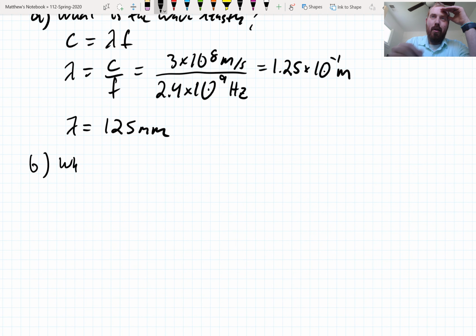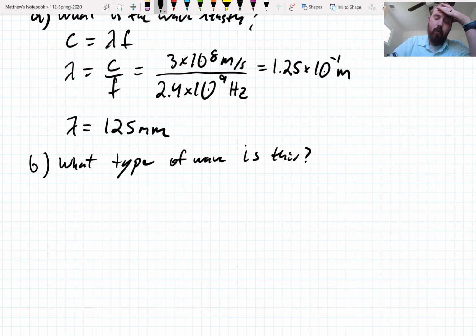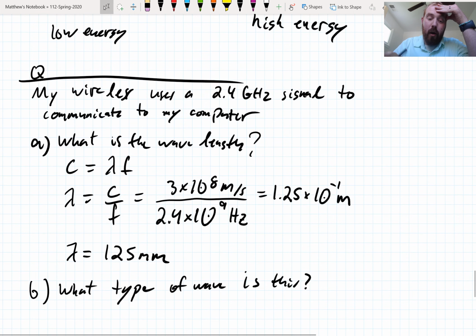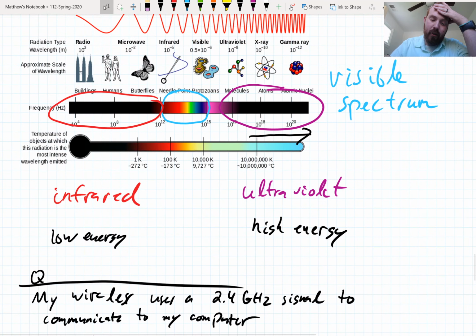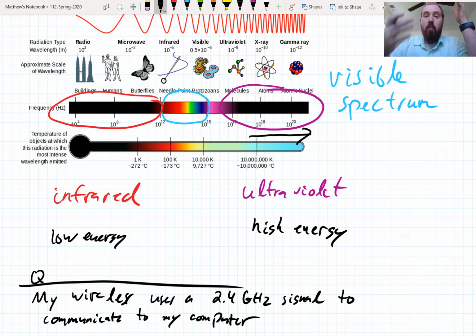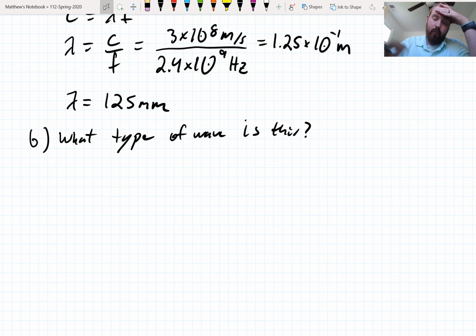All right, follow-up question. What type of wave is this? So let's scroll back up a little bit. We know the wavelength and frequency, so let's just find them on our spectrum chart. We're looking at something that is 10 to the 9th hertz. Well, I see 10 to the 8th, and that's below the microwave range. And 10 to the 12th is where we are in the infrared range. So this falls in what we call an infrared photon. It's infrared.